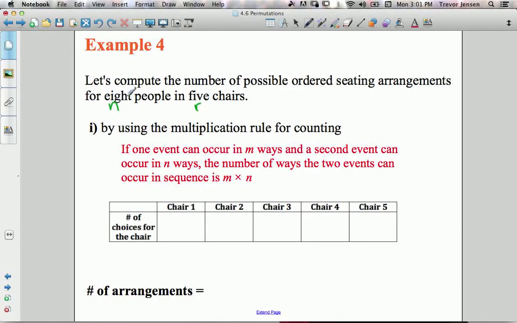So there are 8 people. How many of those people could sit in chair 1? Well, any of them could sit there. We have 8 different options for chair 1. For chair 2, well, 1 person is sat in chair 1, so there are 7 people left for chair 2, and then 6 people left for chair 3, then 5, and 4. Number of arrangements: 8 times 7 times 6 times 5 times 4.